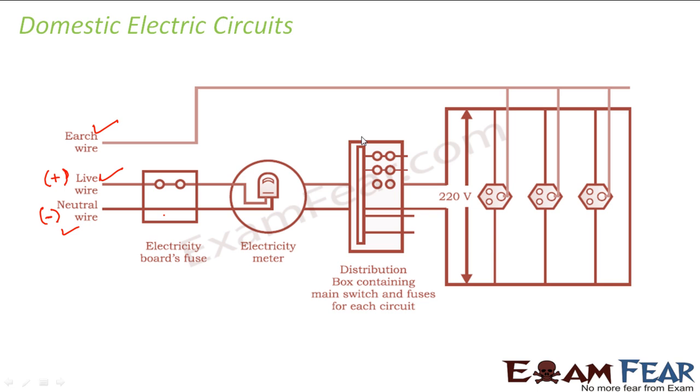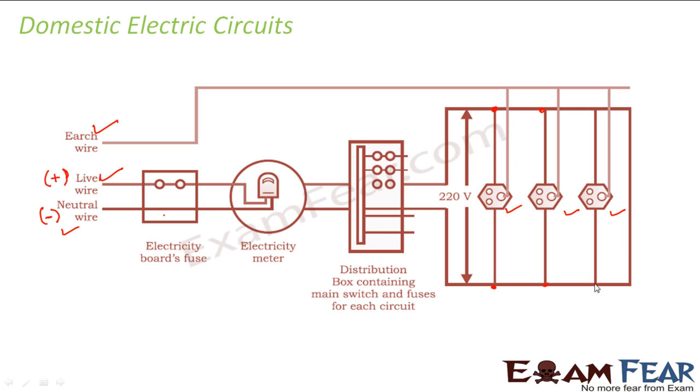Now this will then go to each of the different devices, and all these devices are connected in parallel in order to ensure that the potential difference at which they all function remains the same. Because if the potential difference remains the same, then it will be easy to control all the devices, right? So the voltage across each of them should remain the same.